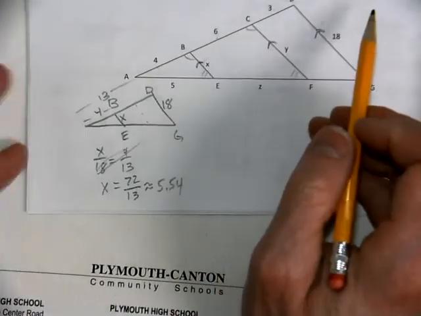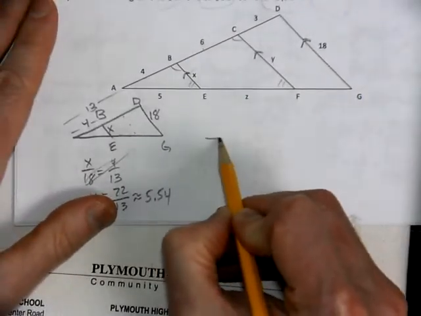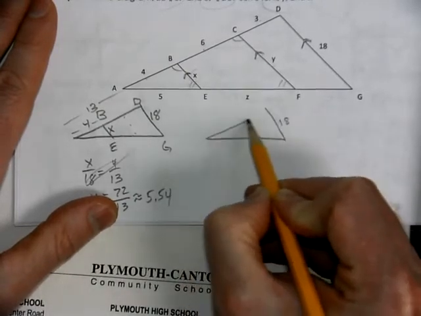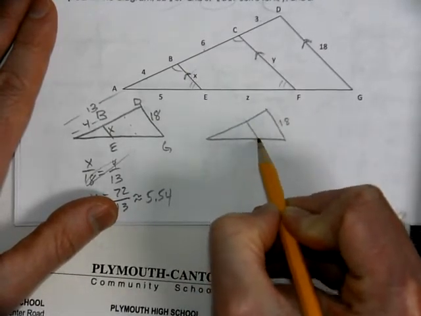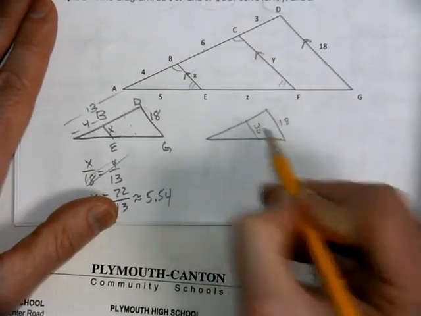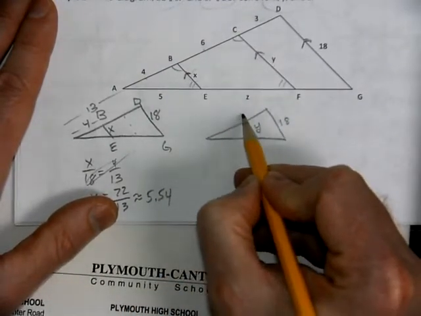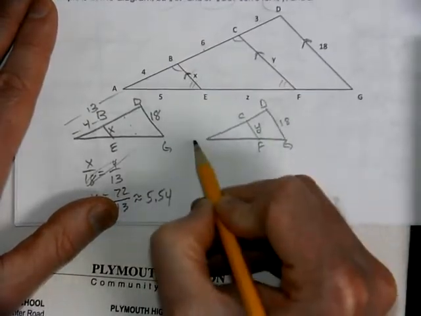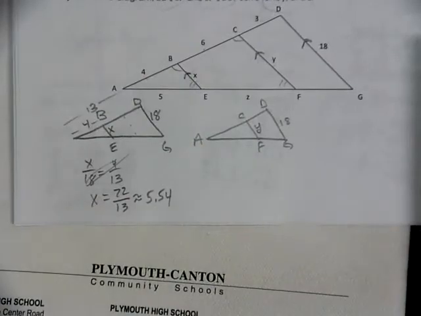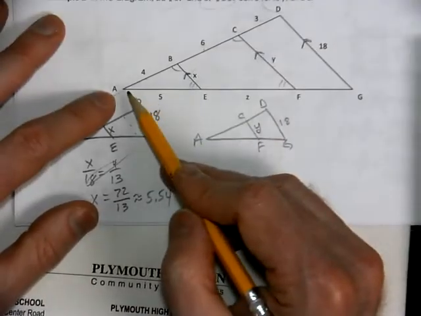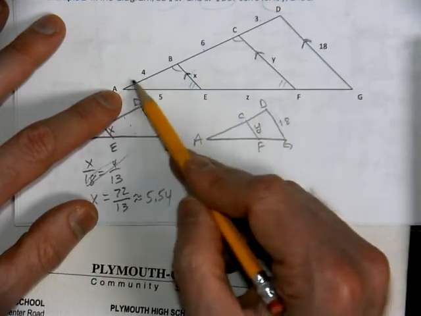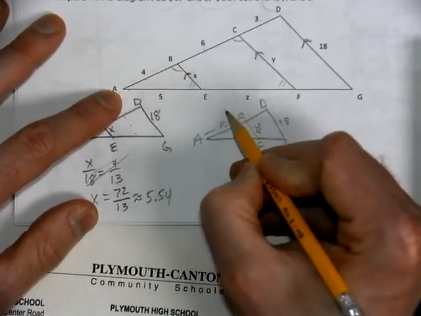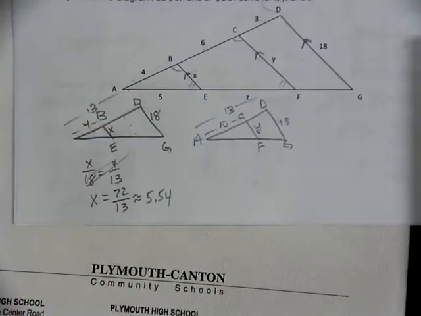Y would be done in the exact same method. We have the big triangle, which is a length of 18. We have this medium triangle, which has a side of y. That is CF. That is DG. And this is angle A. We know this side here goes from A up to C, so that's going to be the 4 and the 6, which is a length of 10. And the other side is a total length of 13.